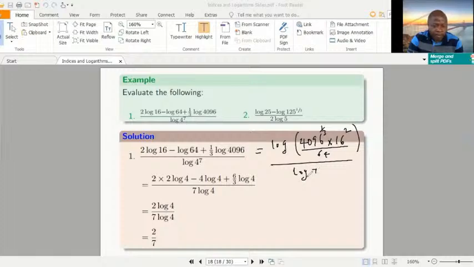And then the denominator is log of 4 raised to 7. The base is still 10. Now, you can try this later and see whether you get the same answer. Of course, this 7 can be written here. This is 496 raised to a third times 16 raised to 2 divided by 64, the whole thing divided by 7 log of 4. And see whether you get the same results.